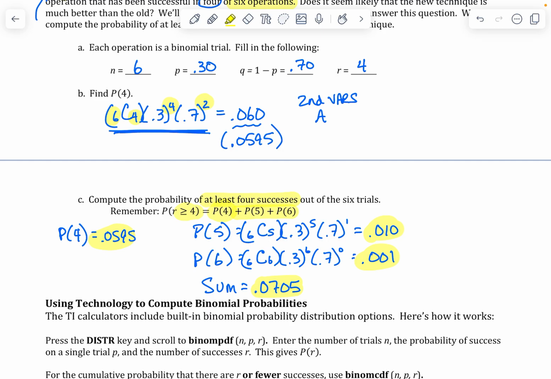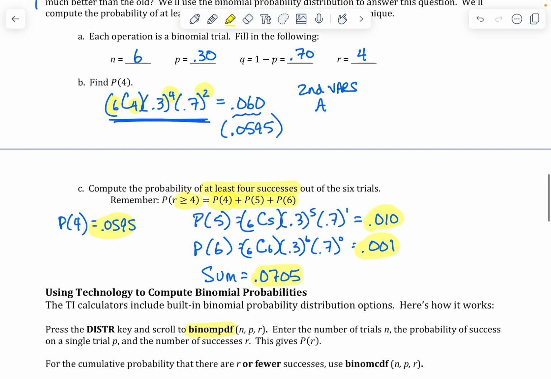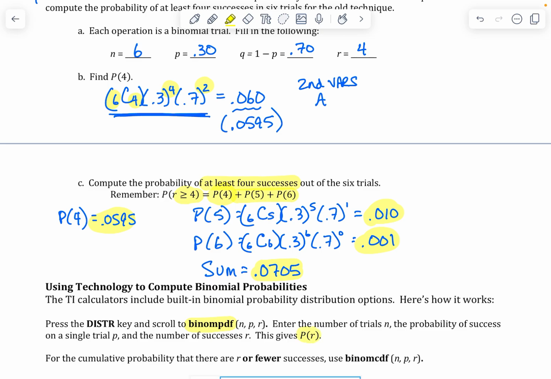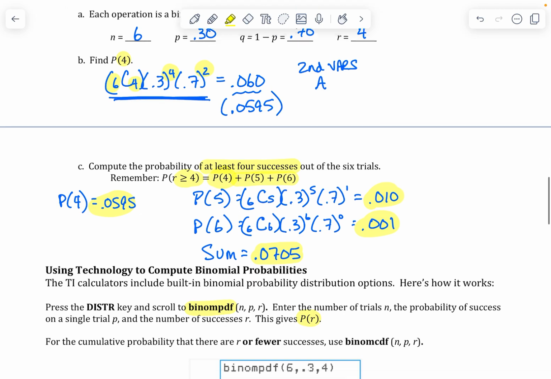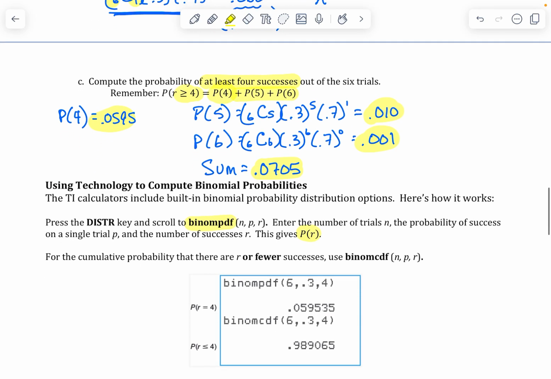So we talked about the binom PDF key, right? So the binom PDF key occurs when you want an exact outcome. We want exactly R to be a specific number. In this case, in part B, you wanted it to be 4. If you want an inequality, you can use what's called the binom CDF.